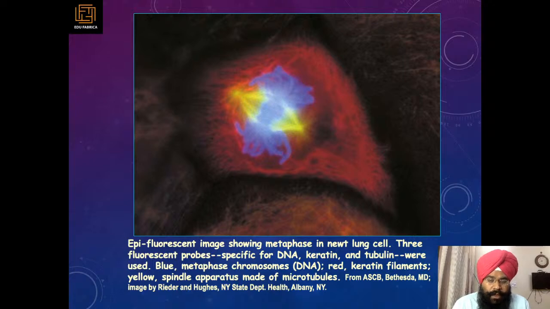This is another image showing the metaphase state in newt cells, where the cells have these nice centrioles, and the centromeres are crossing, being separated apart, and then you have two different cells being generated.